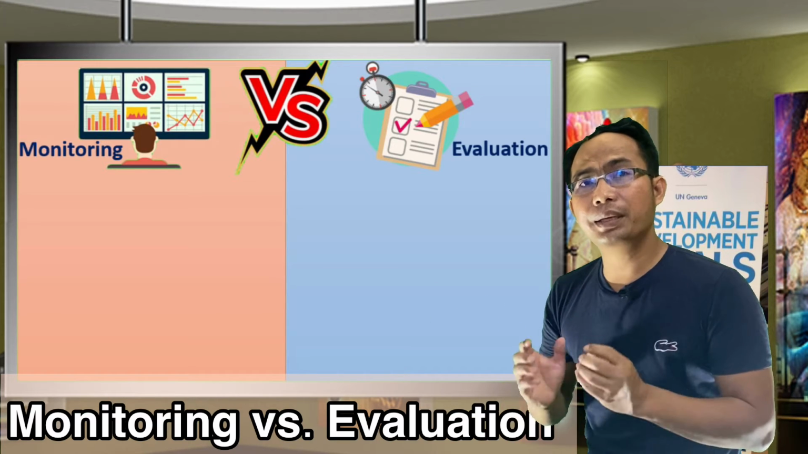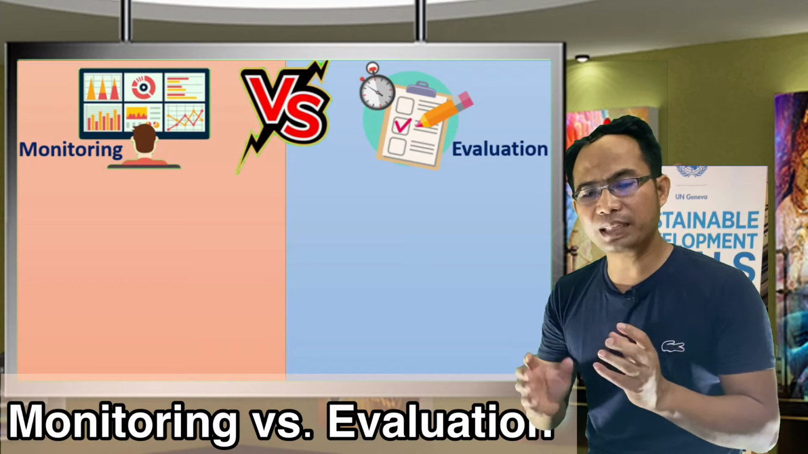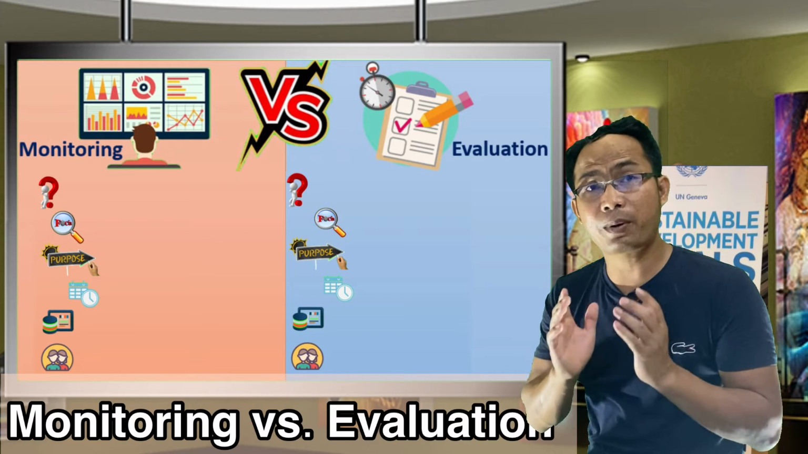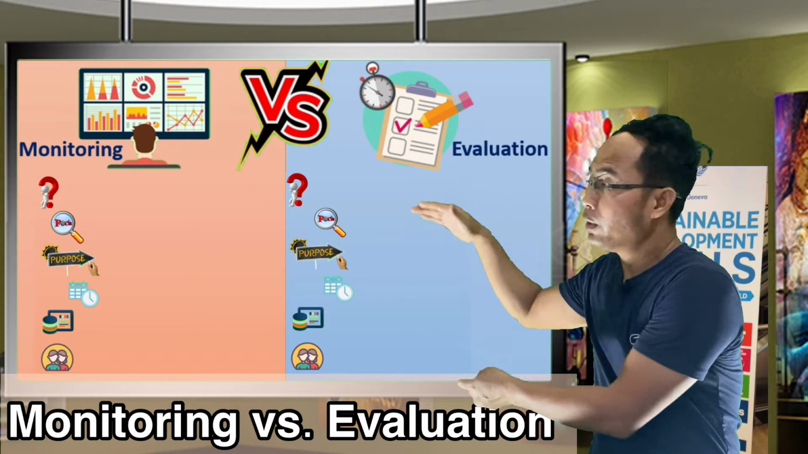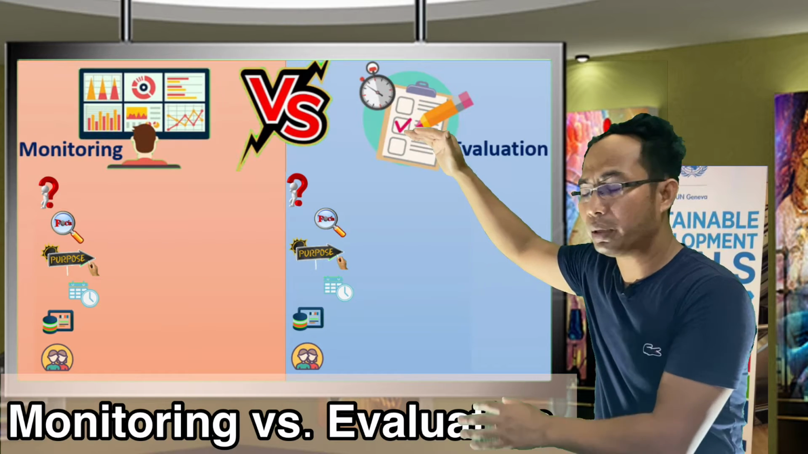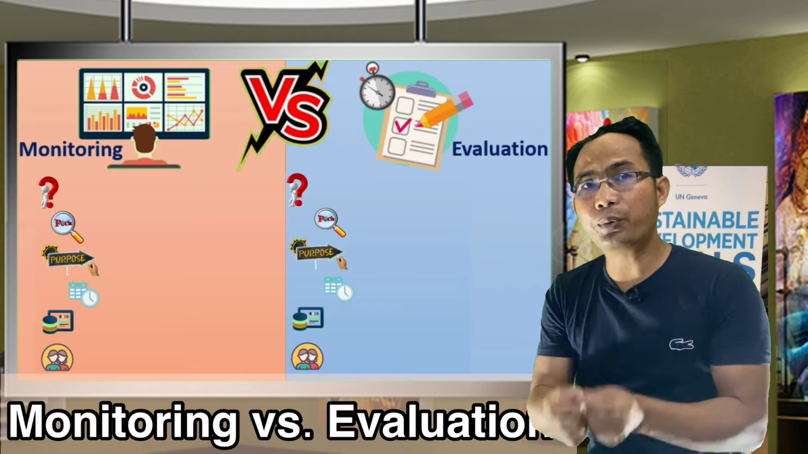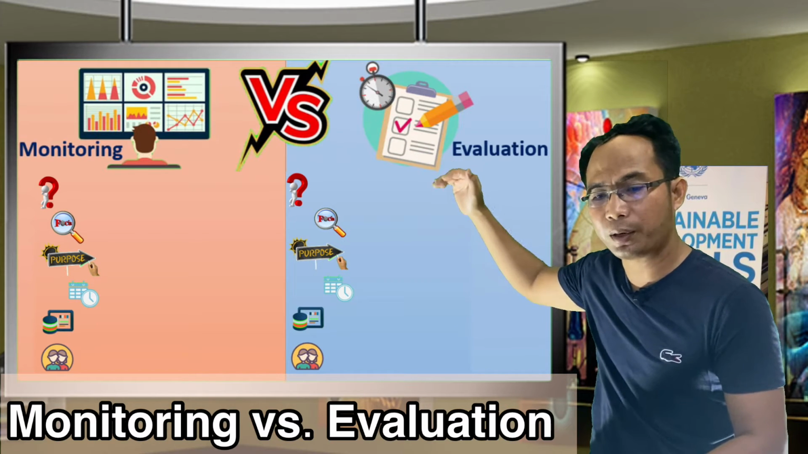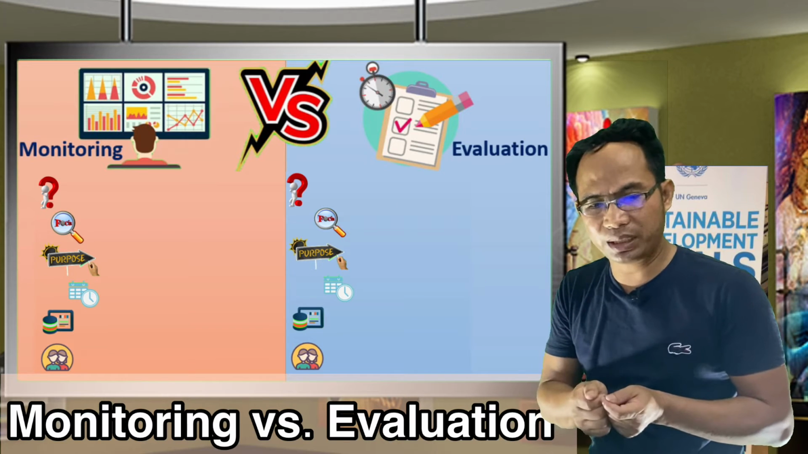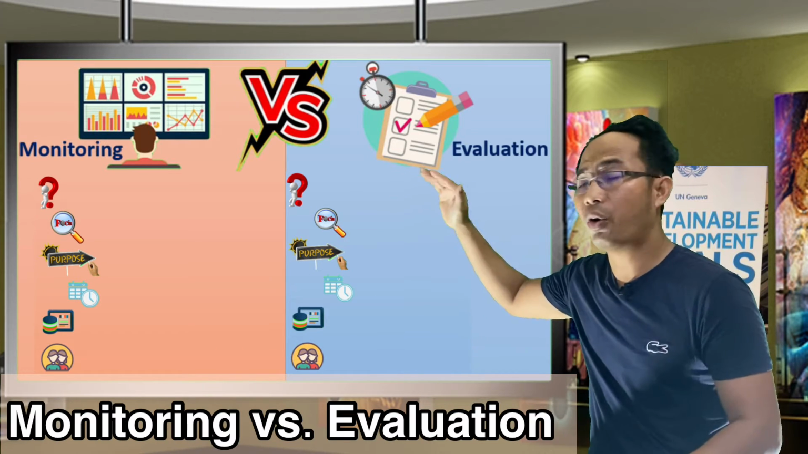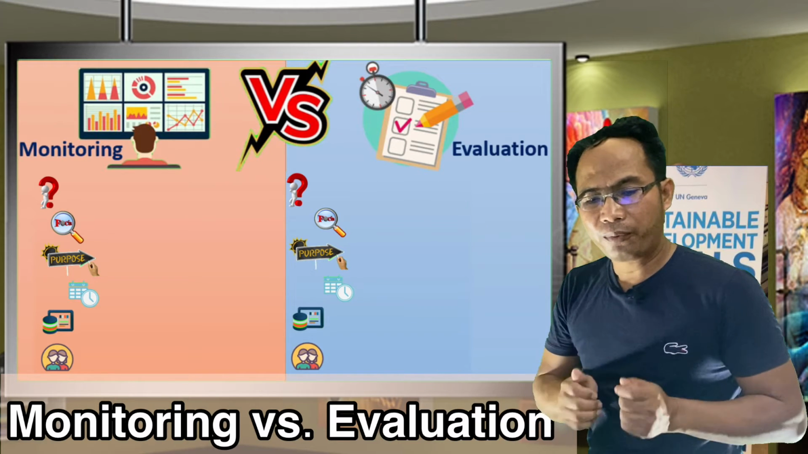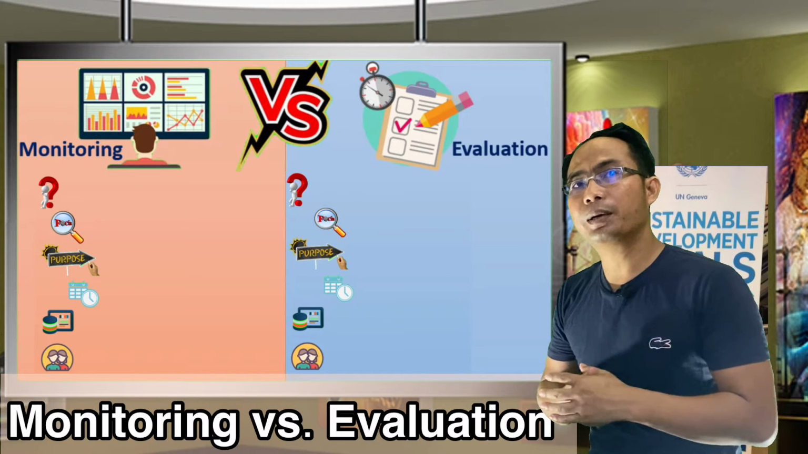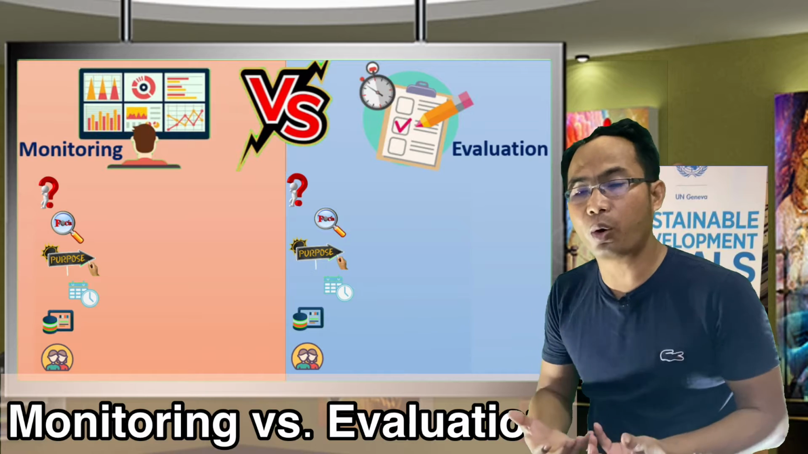There are many ways that you can describe the differences between these two, but for today's video I will emphasize only 6 points. As you can see over here, first of all, I will discuss the questions to be answered through each activity. Second, the key focus of each activity. Third, the purpose of each activity. Fourth, the timeline or frequency of each activity. Fifth, the source of the data. And the last point is the resources or people involved in each activity.